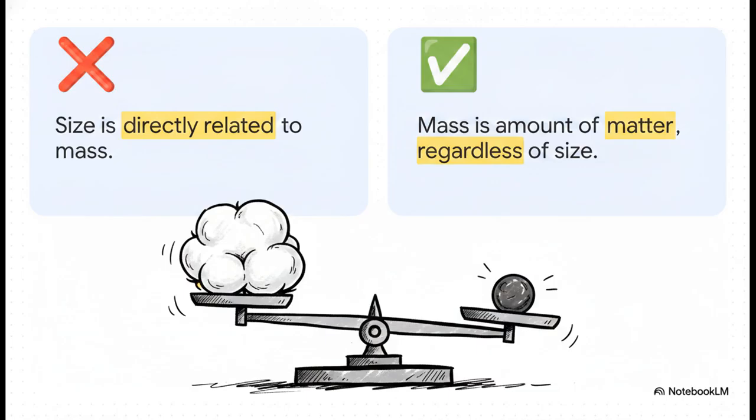A really great way to do this is by comparing a giant cotton ball to a small glass marble. The cotton ball is way larger in size, right? But the marble has significantly more mass.